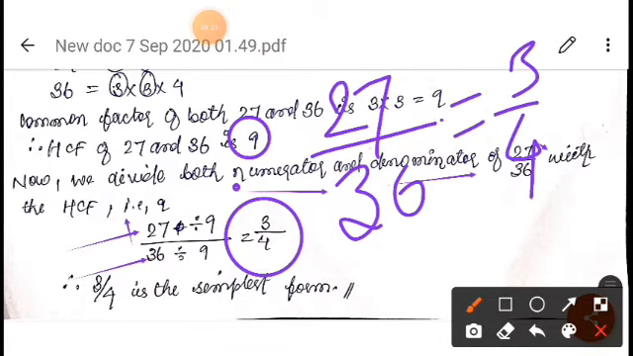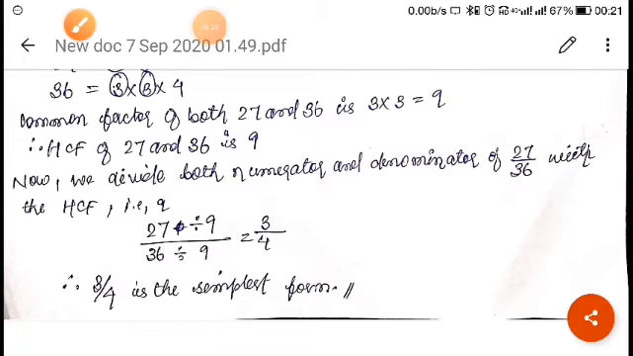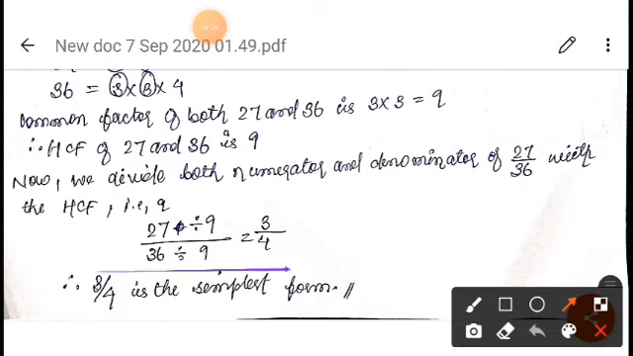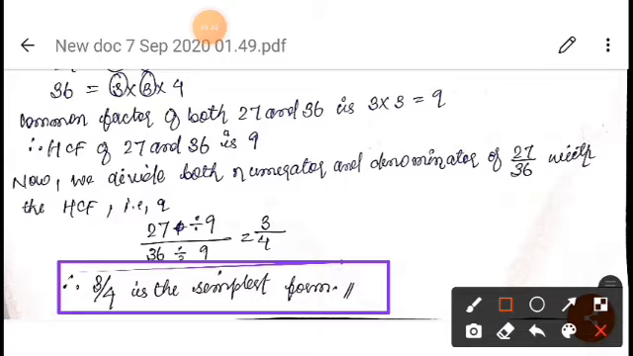3 by 4, okay? As you can see here. So what can we write? This 3 by 4 is in the simplest form. I hope you have understood this.